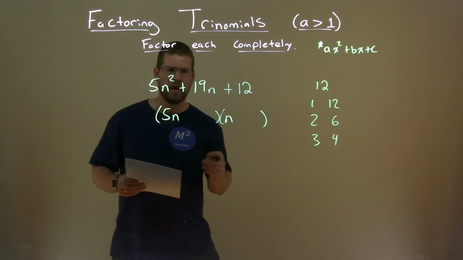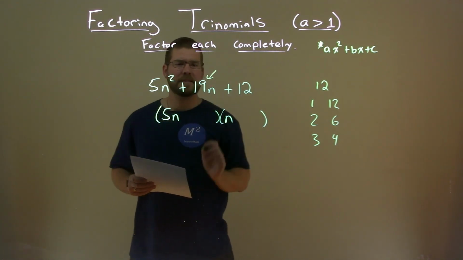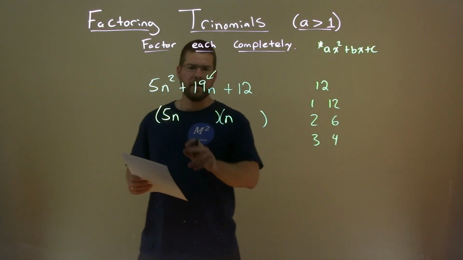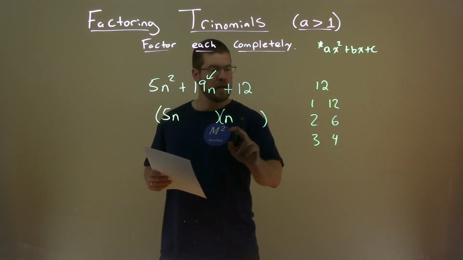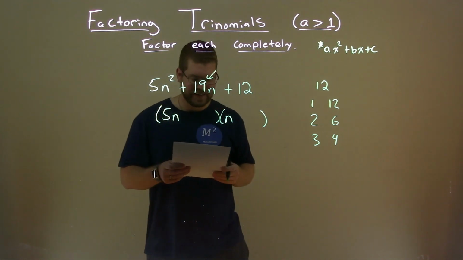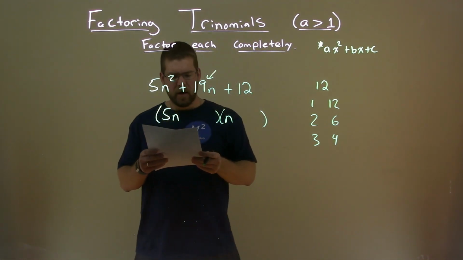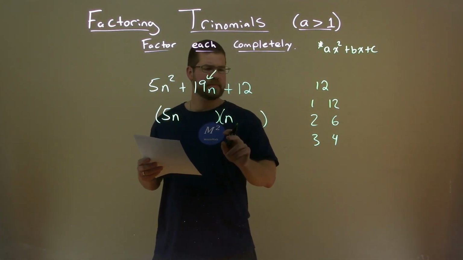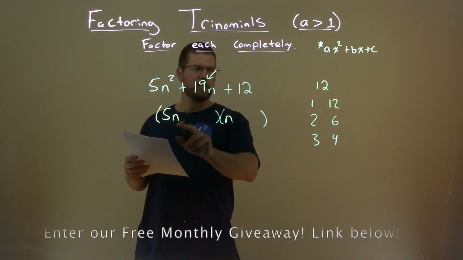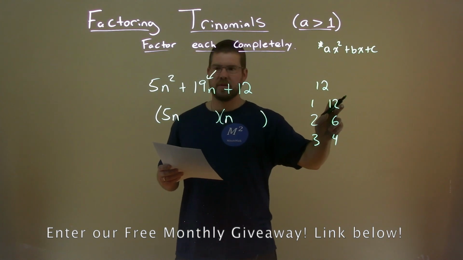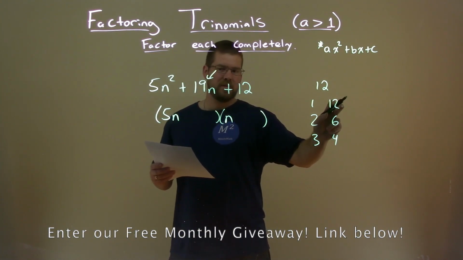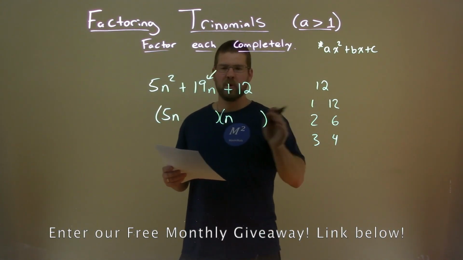That's fine. So now we look at the b value, which is 19. We think, okay, 5 times which one of these numbers plus 1 times the other one gets me 19 here, okay? Well, let's look at this. If I go through 5 times 12, that's going to be a very large number. What is that, 60? It's not going to be close to 19. So I don't really worry about that.